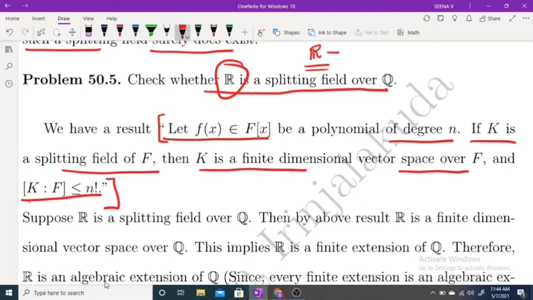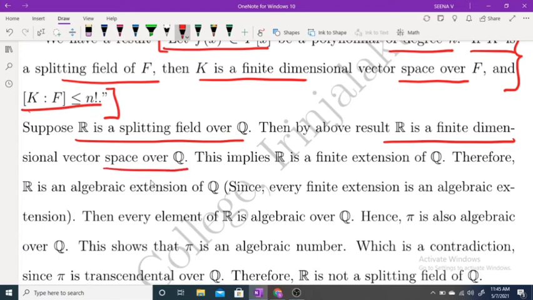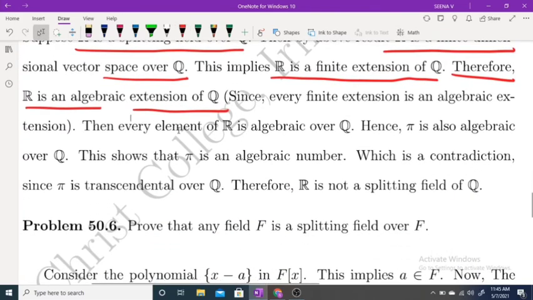We are using this result for proving this. This is one of the exercise problems and we will do this as a seminar. Suppose R is a splitting field over Q. So using the above result, R is a finite dimensional vector space over Q. This implies that R is a finite extension of Q. That means R is an algebraic extension of Q, because every finite extension is an algebraic extension. Thus every element of R is algebraic over Q.